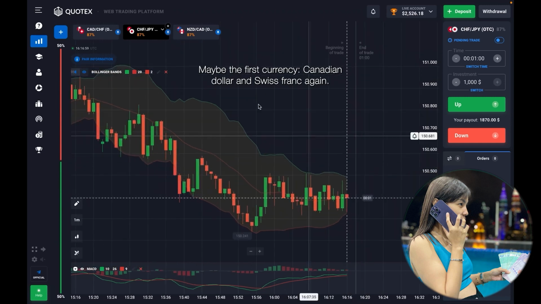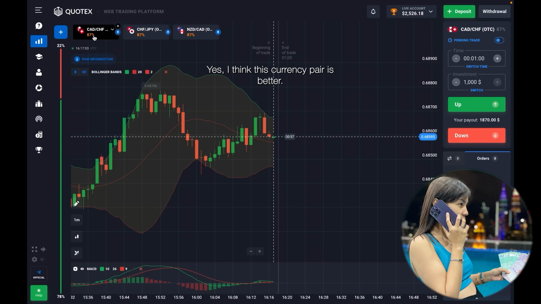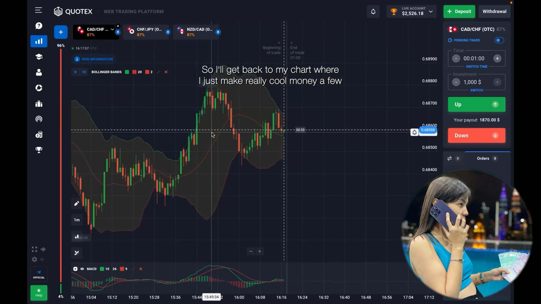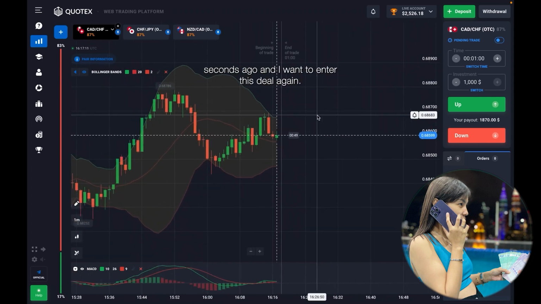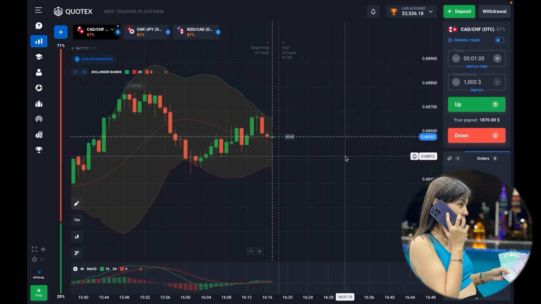Maybe the first currency pair, Canadian dollar, Swiss franc again. Maybe it will be better. And yes, I think this currency pair is better. I'll get back to my chart where I made really cool money a few seconds ago, and I want to enter this deal again. So with $2,000 this time, be ready for collapse right now.